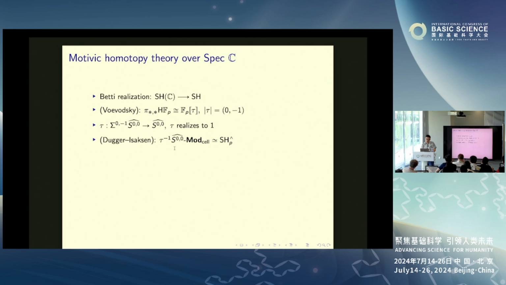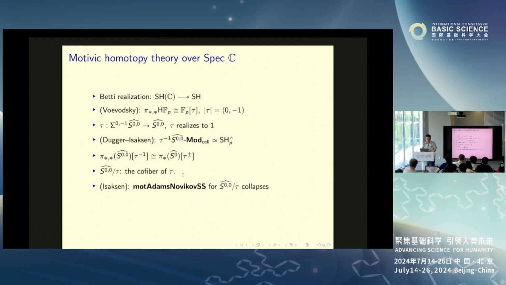By the work of Dugger and Isaksen, if we invert tau, we get back to the classical stable homotopy category at the prime 2. So in particular, if we compute the bigraded motivic stable homotopy groups of spheres and invert tau, we get back the classical ones. And this is exactly what Isaksen did to compute up to the 59 stem. He computed both spectral sequences and used this functor as a comparison, and the tau degree can rule out certain possibilities of differentials.